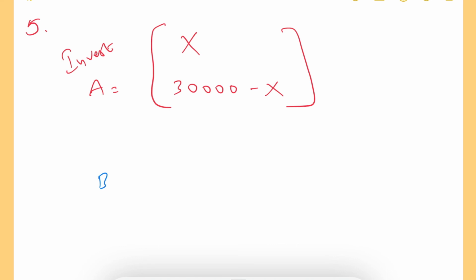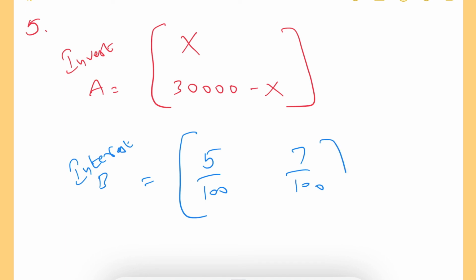Okay, next what he gave. The first bond pays 5% interest per year and the second bond pays 7% interest per year. So this second matrix I am going to make with the interest. The first one I did as a column, so the second one should compulsorily be a row. 5%, that is nothing but 5 by 100. 7%, that is nothing but 7 by 100.